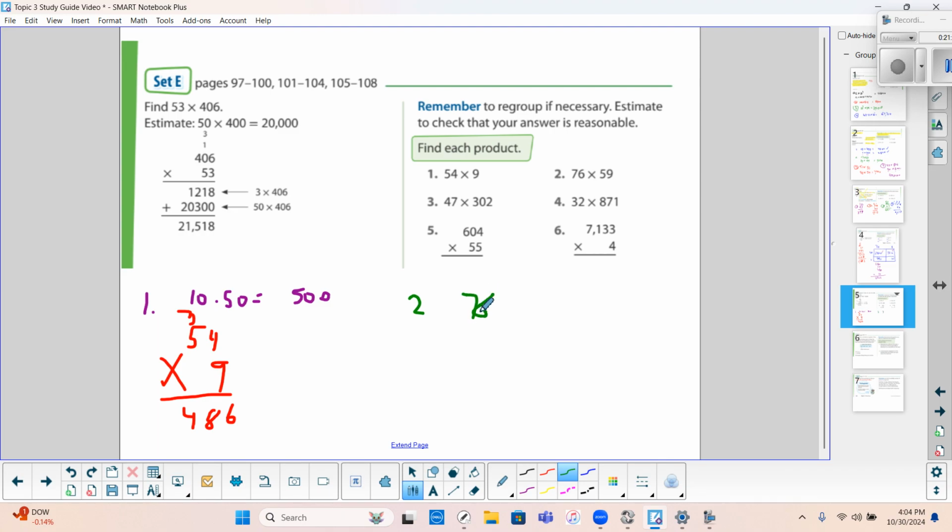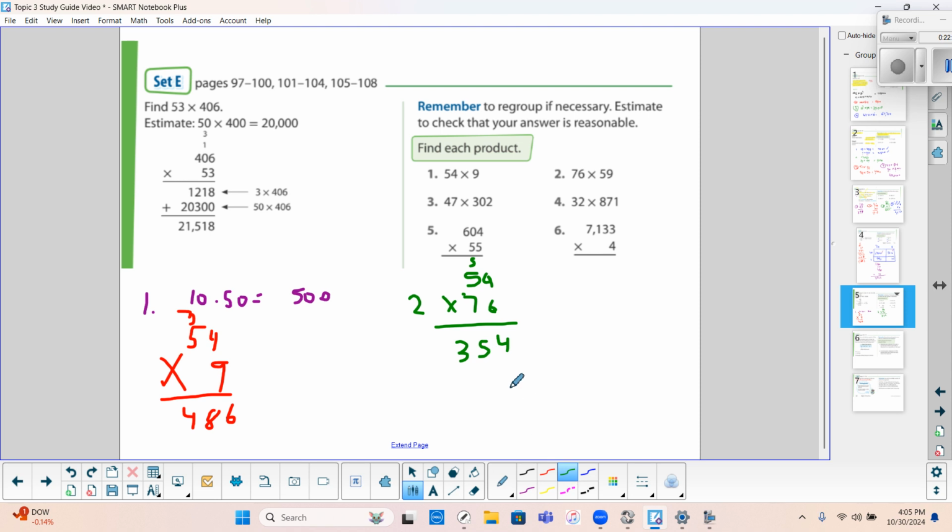76 times 59. Ugh, this is ugly. I apologize. When you write with your stylus like I do, it's kind of ugly. 76 times 59. All right, 6 times 9 is 54. Put the 4 there, 5 up there. 6 times 5 is 30, plus 5 is 35.